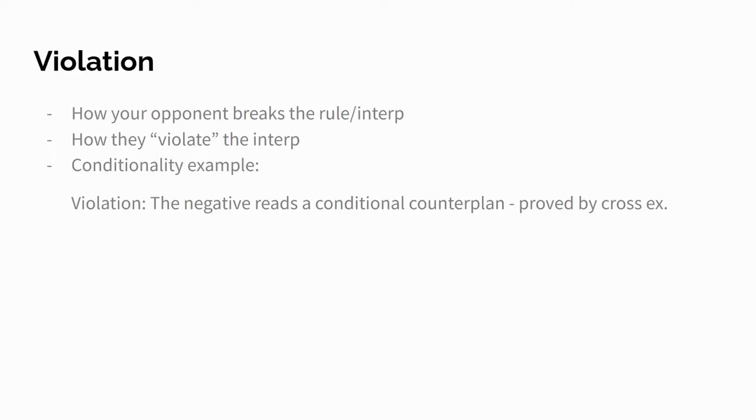So next is the violation. Essentially, it's how your opponent breaks the rule or the interpretation you set for debate. It's how they violate the interpretation, hence the name violation. So going back to the conditionality example, it will look something like violation, the neg reads a conditional counterclaim, proved by cross-examination. This is an obvious violation of the interpretation because your interpretation says the negative should not read conditional advocacies, but then they go ahead and read a conditional counterclaim. That's obviously violating your interpretation, and that would be the violation.